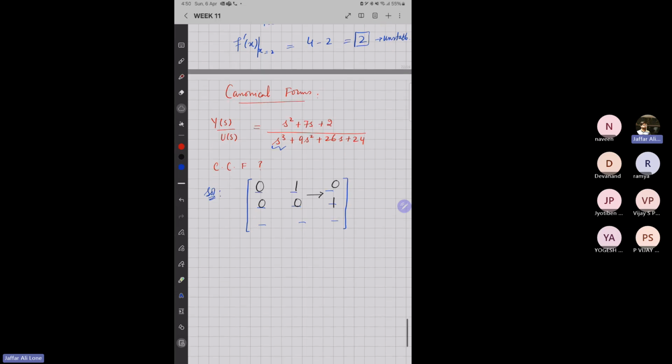Then what you have to do is identify the last equation, the denominator, and start from the constant term and write the negative of it. For example, write negative 24, then negative 26, then negative 9. You just have to observe the denominator and write from the constant term the negative of each coefficient. So this is my A matrix. You wrote the A matrix.